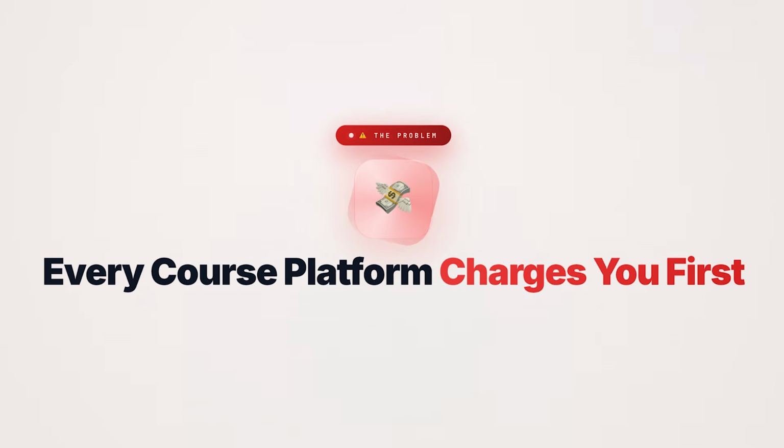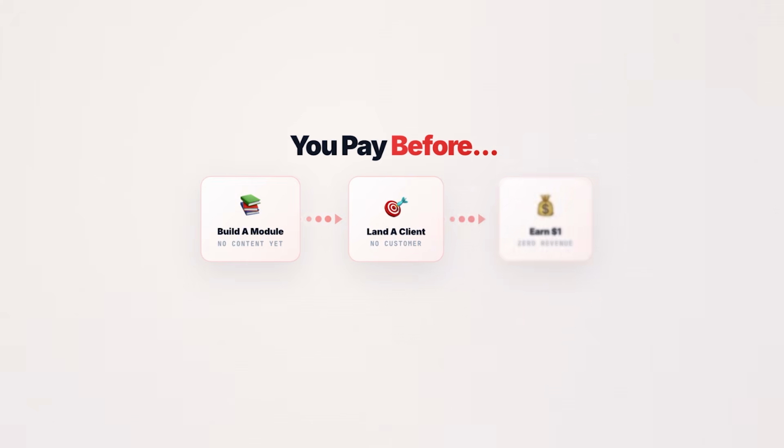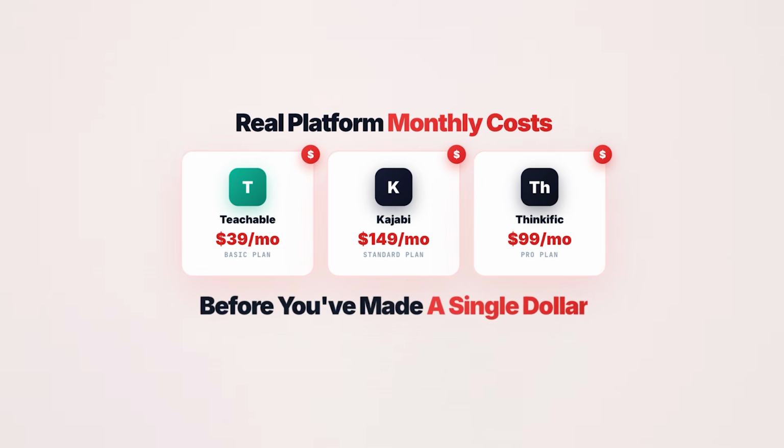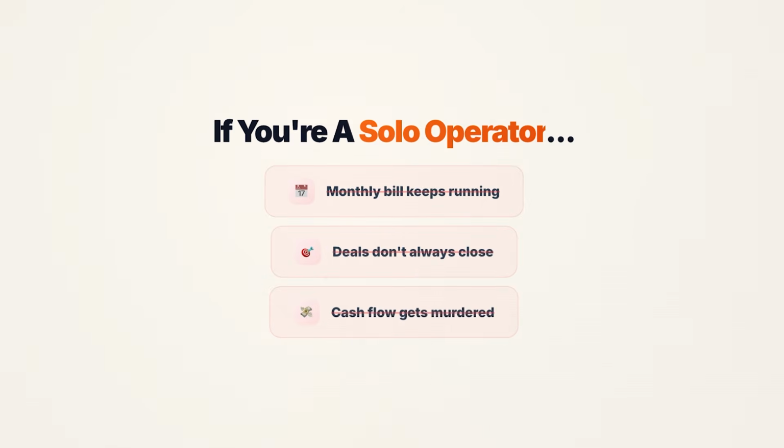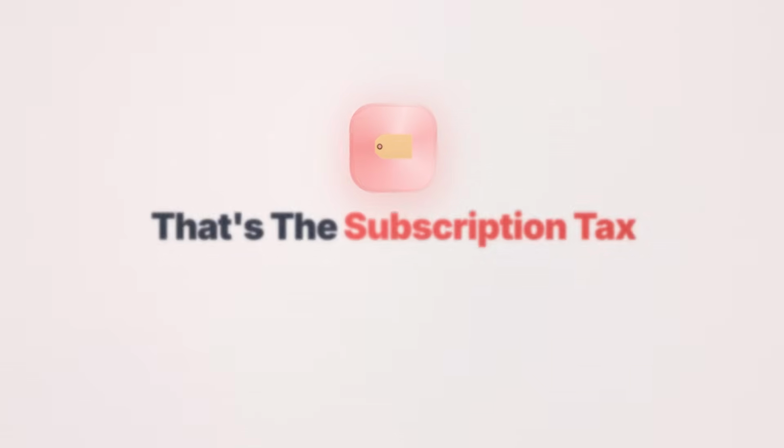Here is the problem. Every course creation platform on the market operates on the same model. You pay monthly before you have built a single training module, before you have landed a single client, and long before you have made anything back. Teachable starts at $39 a month. Kajabi sits at $149. And here's the thing, if you are a solo operator trying to offer client onboarding systems as a service, that monthly bill is running whether you close deals or not. That is the subscription tax.